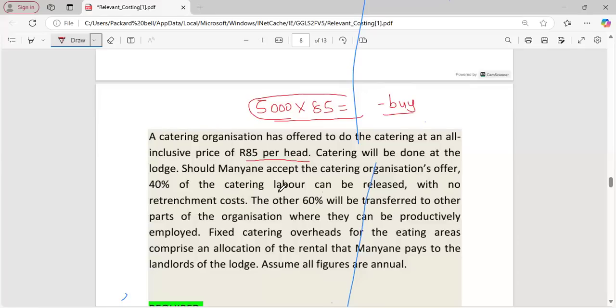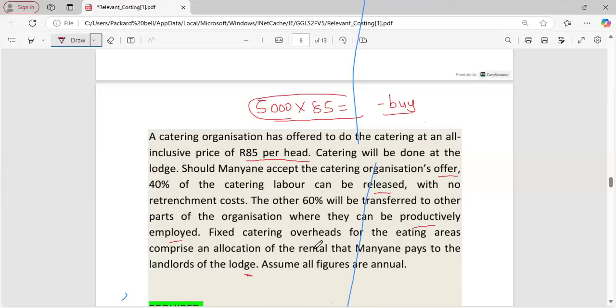Catering will be done at the lodge. Should Manyan accept the catering organization's offer, 40% of the catering labor can be released with no retrenchment cost. The other 60% will be transferred to other parts of the organization where they can be productively employed. Fixed catering overheads for the eating areas comprise an allocation of the rental that Mayano pays to the landlord of the lodge.